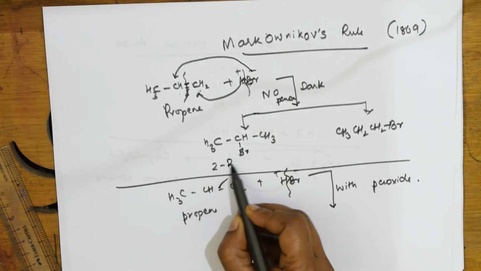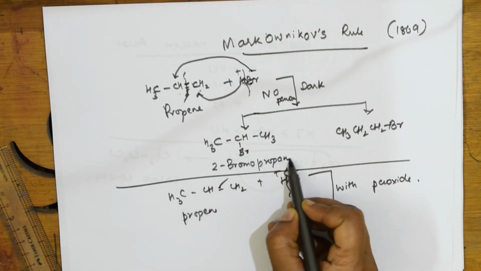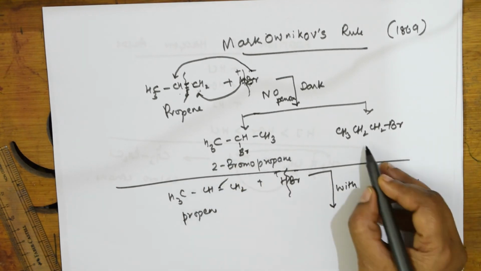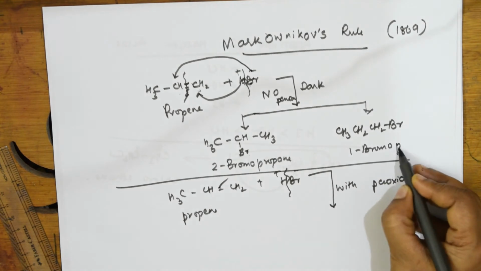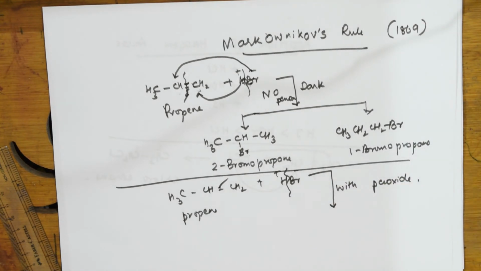This is 2-bromopropane. Why did I write this 2-bromopropane? Because 3 carbon. Now what is the name of this compound? This is 1-bromopropane. 1-bromopropane.